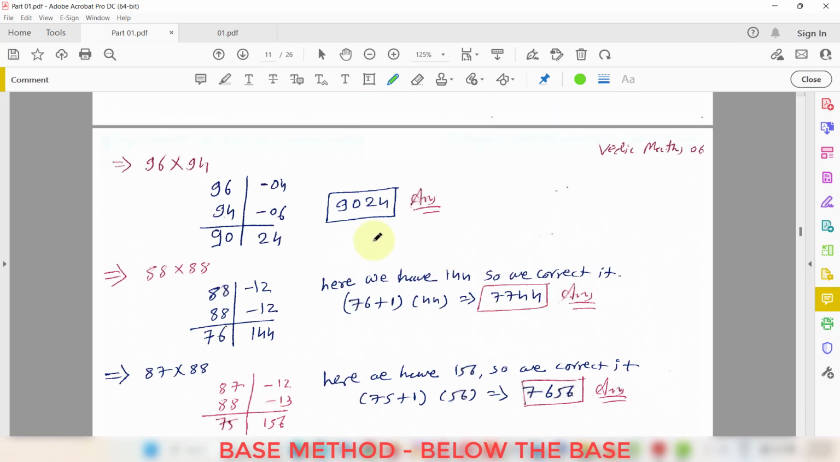Similarly, we will see one more example, 96 times 94. Okay, so 96 times 94. So 94 we are writing as it is, and then 96 is below 100 by how much? 4, and 94 is below 100 by how much? 6. So here it is easy for us. 96 minus 6, that is 90, or 94 minus 4, that is 90, and 6 4s are 24. So here you don't have to add the carry or anything, because you are already getting the answer in 2 digits. So that is our answer, that is 9024.